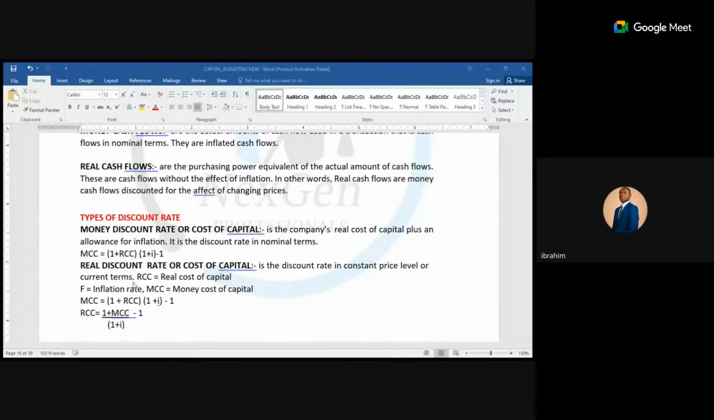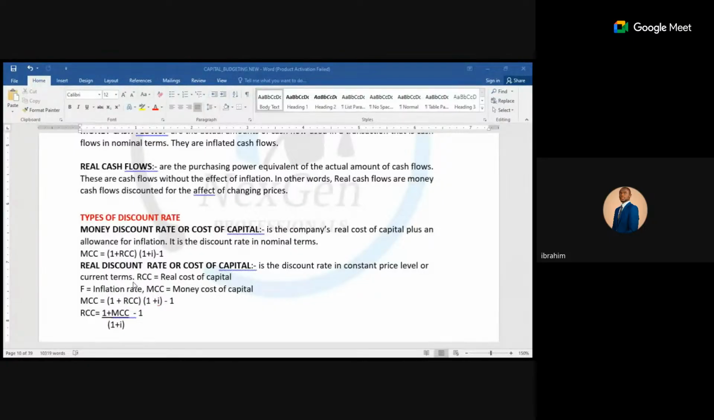Now, if you have a real cost of capital, let's say the cash flow given to you is in real term. Another question that someone may ask is, how do we know that this particular cash flow is in real term? It will be stated that this cash flow is in real term, in the current term. When you just hear the words current term, real term, constant price, it means that this is a real cash flow. You use real cash flow to discount the real cost of capital, right?